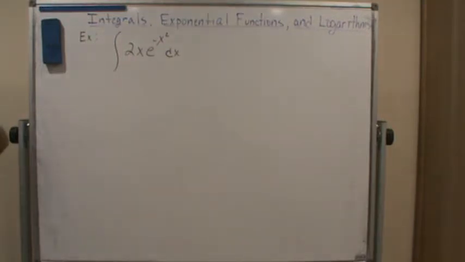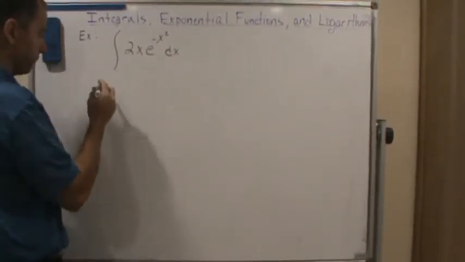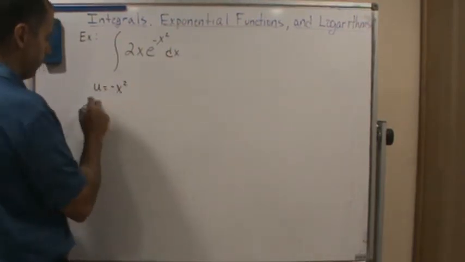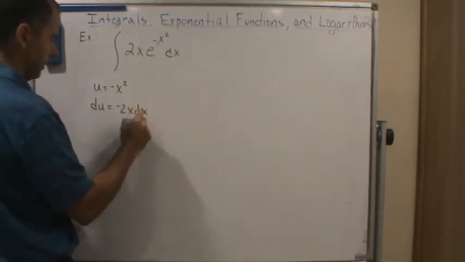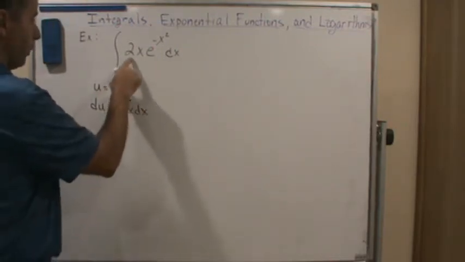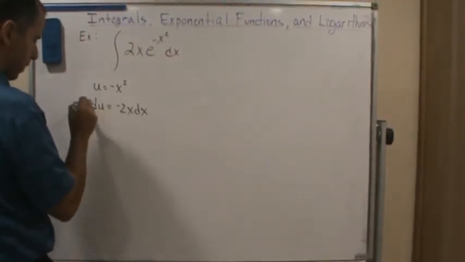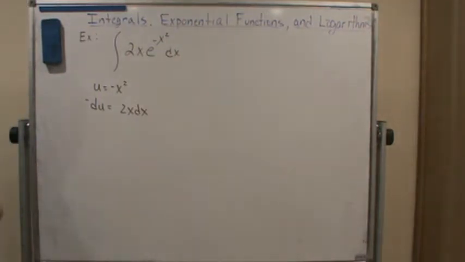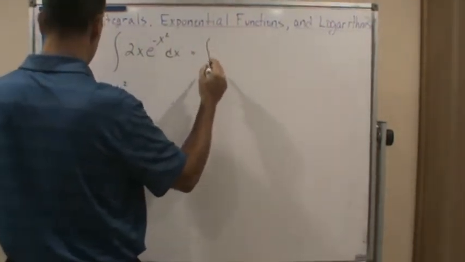Okay, so the u substitution I'm going to make is going to be u equals negative x squared. So that means du is going to equal negative 2x dx. Now I've got the 2x dx, but the negative. So I'm going to just multiply both sides by negative. So that gives us a positive 2x. And so now I'm going to substitute in, and now this becomes what?